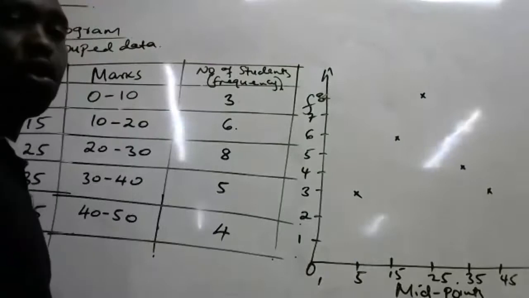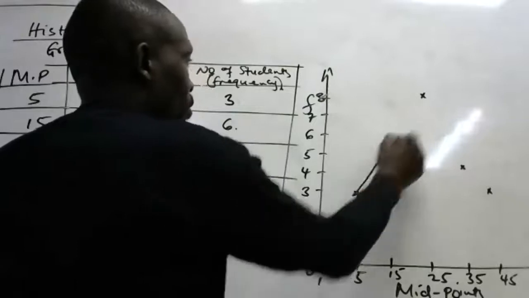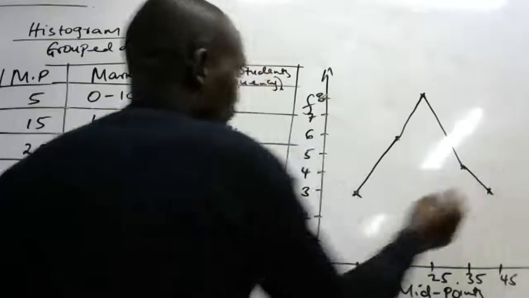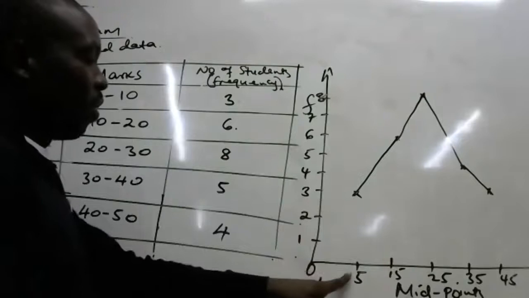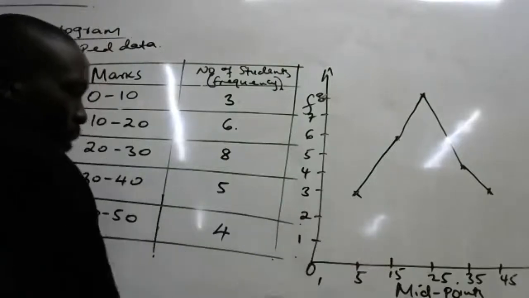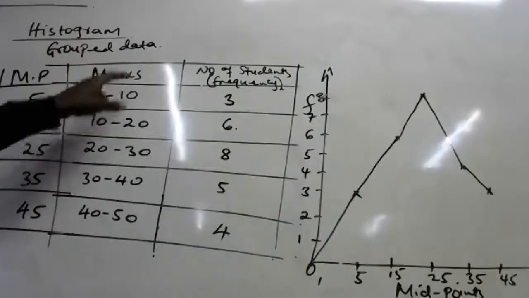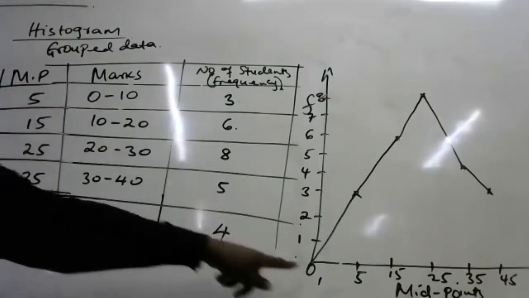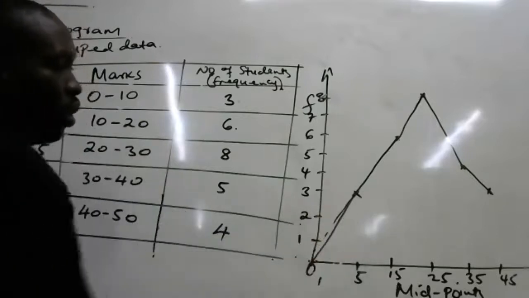Whatever comes out now, you join with straight lines, using a ruler. And don't leave your frequency polygon hanging. You join it to the previous midpoint, which is to assume the outer class here, from maybe negative 10 to 0, where the midpoint would have been something like that. And then you are done, normally going into the origin or right back.